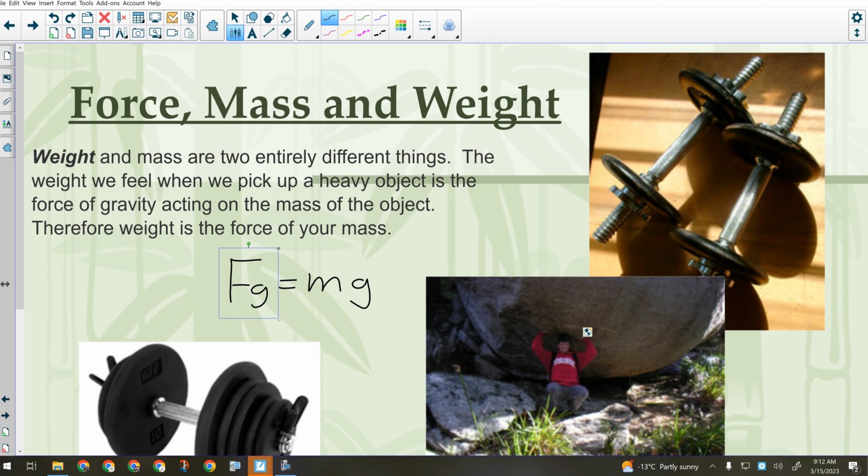All right, so we just have to make sure we understand that. This is a formula that we're going to use quite a bit in Newton's second law, because the force of gravity, or weight, is something we use often because it's always there.